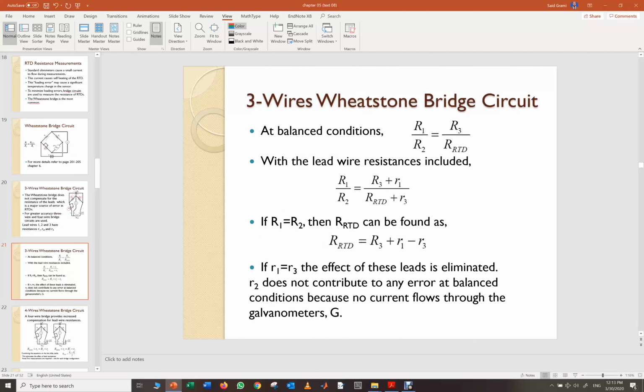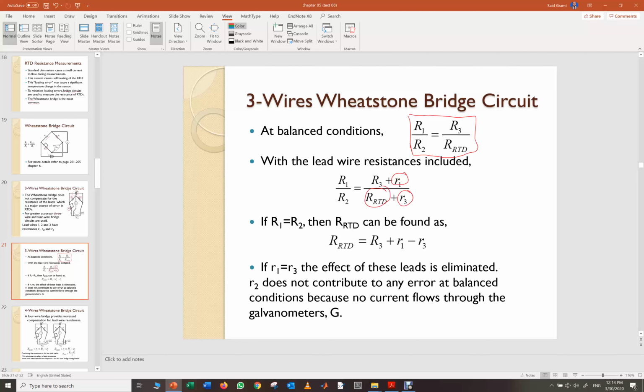Here at balance condition, we have R1 over R2 equal to R3 over RTD. This is the equation of the resistance of RTD. With the lead wire resistance included, we get R1 over R2 is r3 plus R1 over RTD plus r3. So as you see here, the r1 and the r3 affect the resistance RTD.